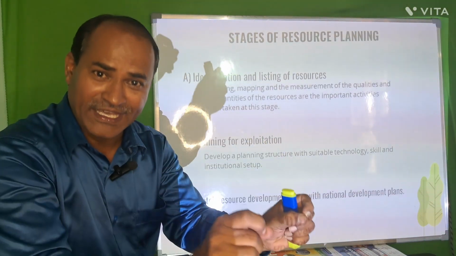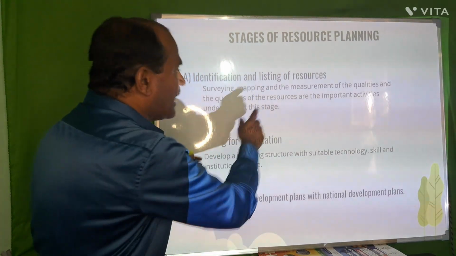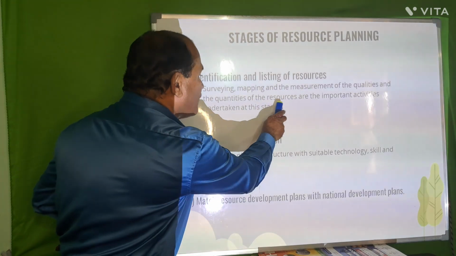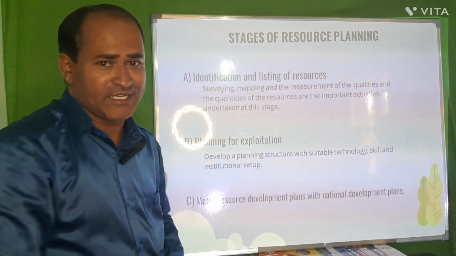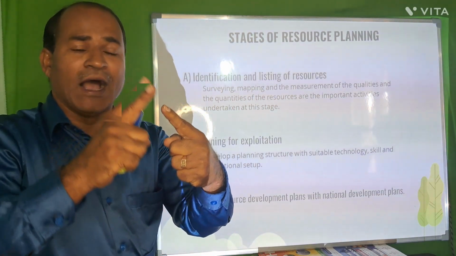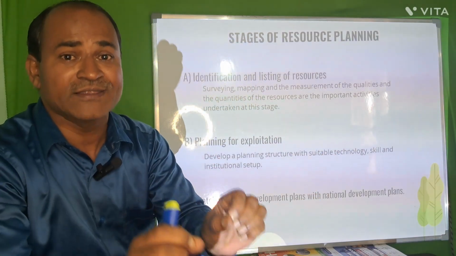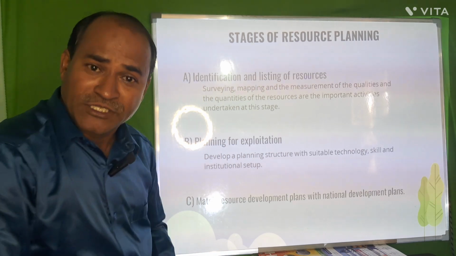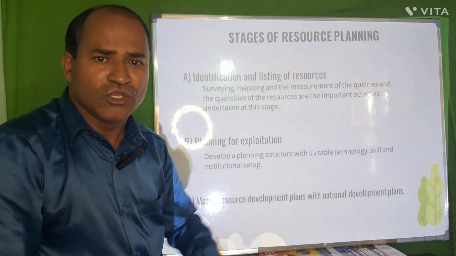Mapping and surveying can take place. Surveying, mapping and the measurement of the qualities and the quantities of the resources are the important activities undertaken in this stage. The first stage of resource planning is identification and listing of the resources, actually where the resources are identified. Step number 2, planning for exploitation.